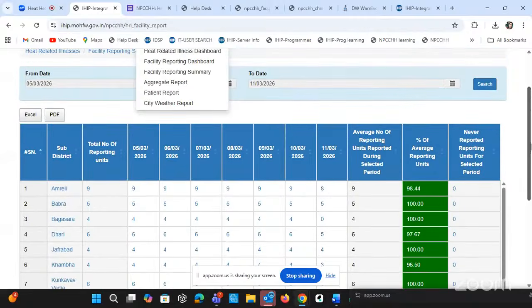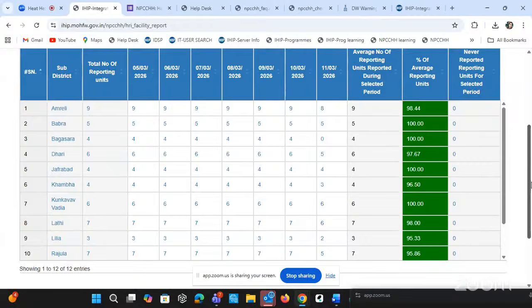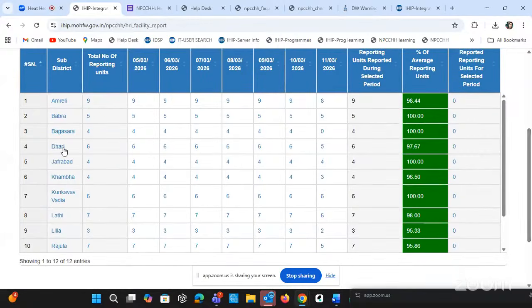So in the facility reporting summary for this particular district, a sub-district wise breakdown is available. The total number of reporting units is 9. It is available on a daily basis how many facilities are reporting.